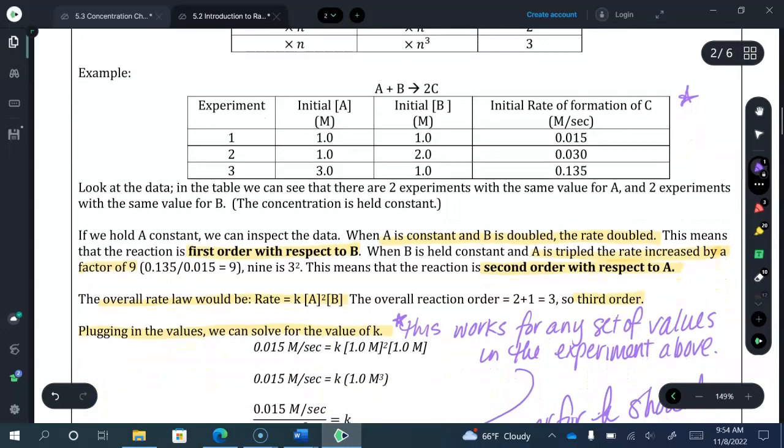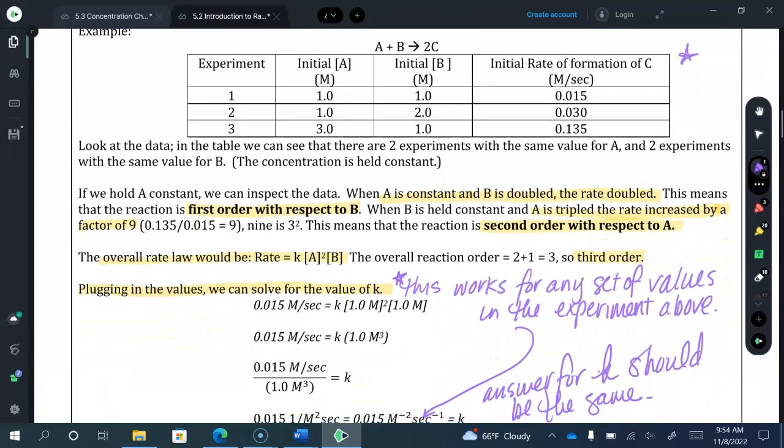Okay. So looking at the data, we can see that there are 2 experiments with the same values for A and 2 experiments with the same values for B. The concentration is held constant when they have the same values. So if we hold A constant, we can expect the data.